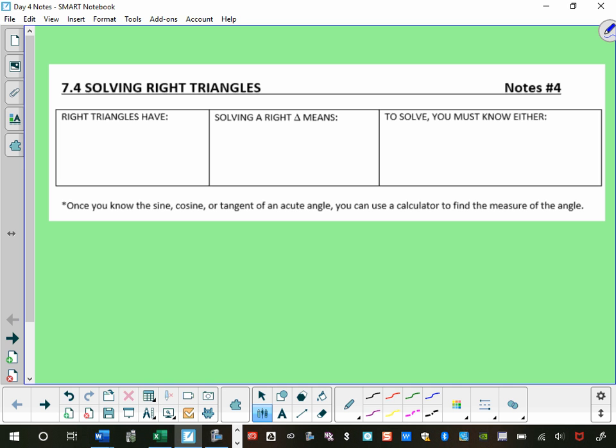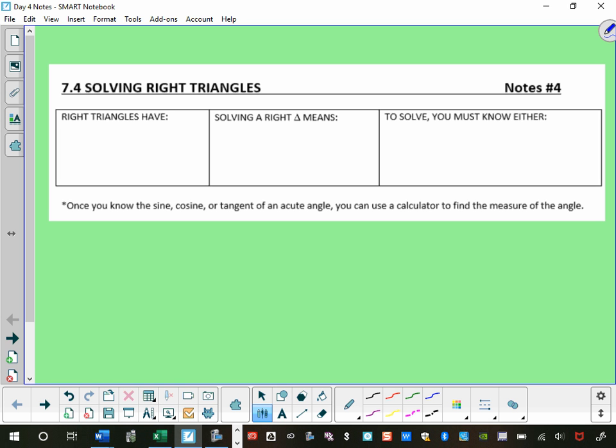Alright, so solving right triangles. What it means to solve right triangles is that we have to solve all the sides and all the angles. Solving means you're doing everything for the triangle. We've learned how to find the sides. If we have two sides, we can use the Pythagorean theorem to find the third side. Or if we just have one side, we can use trig or special right triangles.